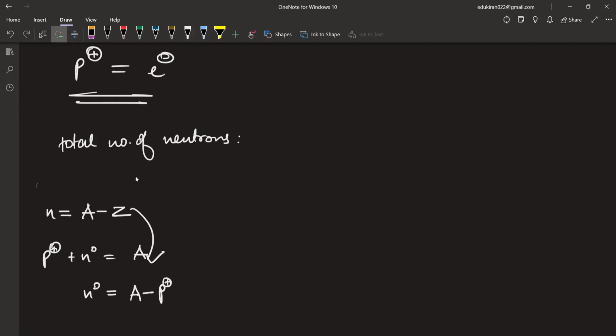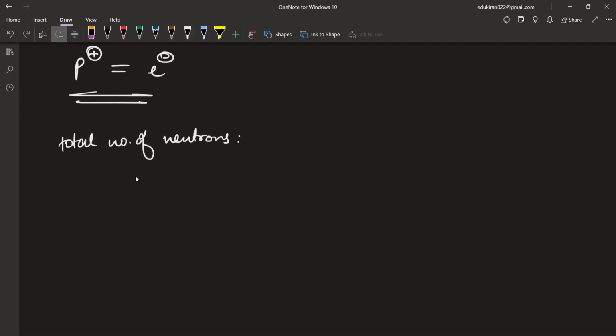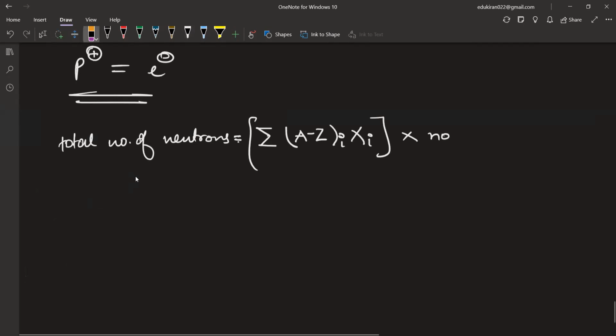So for the total number of neutrons, the formula becomes, please write this with me: the summation of A minus Z of each atom in the molecule, times Xi, how many atoms are present in each molecule, into the number of moles, or the number of molecules. You can write it like this also.